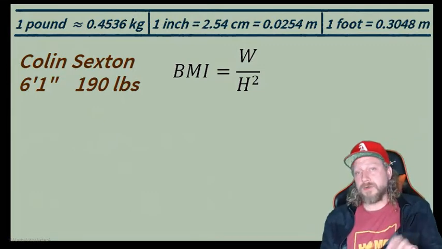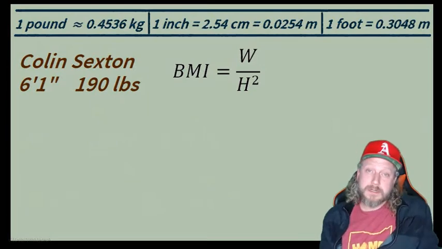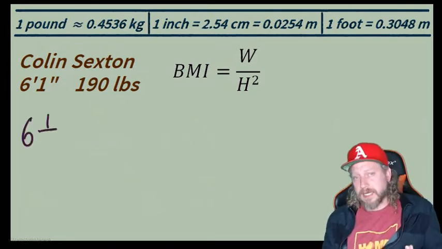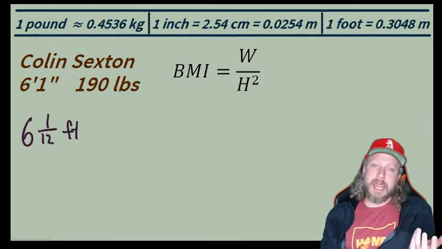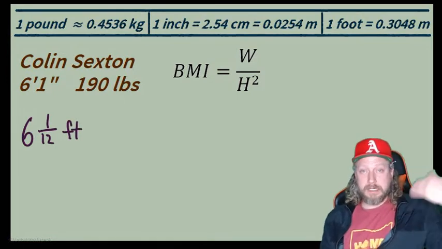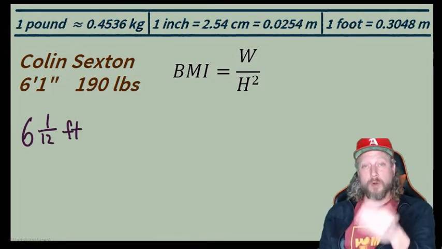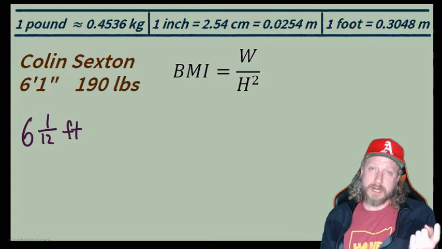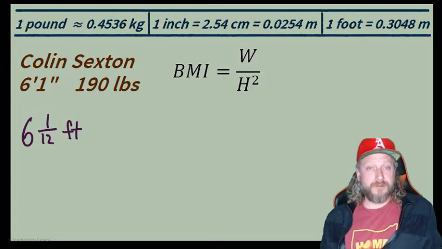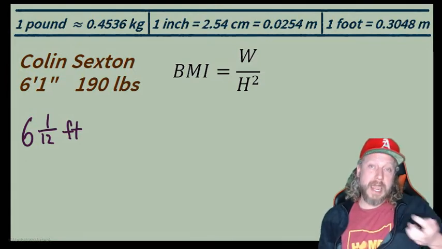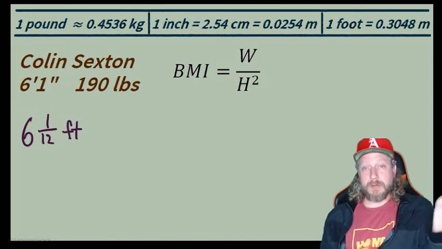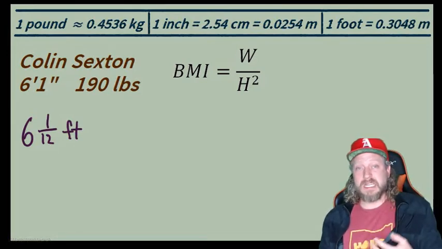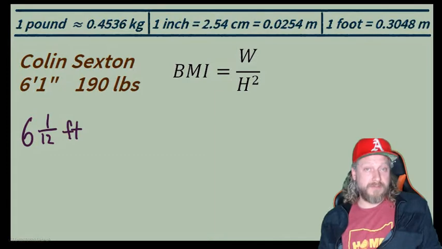Another option would be to represent the height using only feet. We can do this by just taking that 1 extra inch and representing that as 1/12 of a foot. Because it takes 12 inches to make up 1 whole foot, we have only 1 inch, so the fraction of a foot that we have is 1 inch out of 12. So we can represent 6 foot 1 inch as 6 and 1/12 feet.